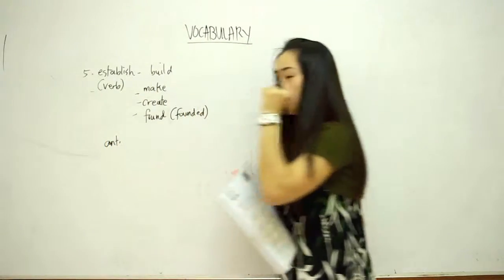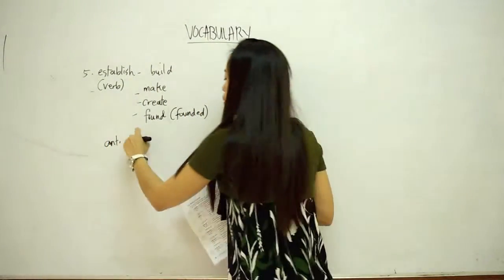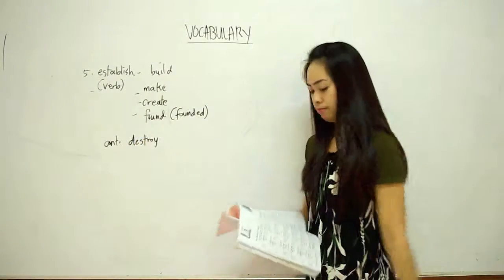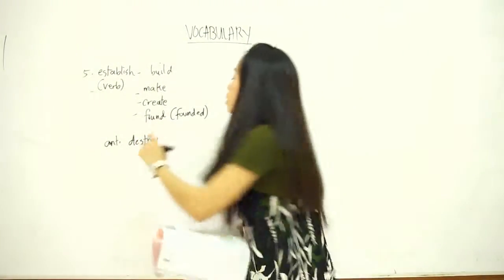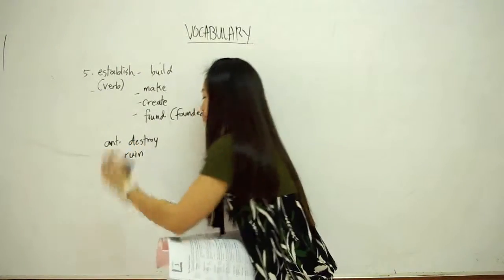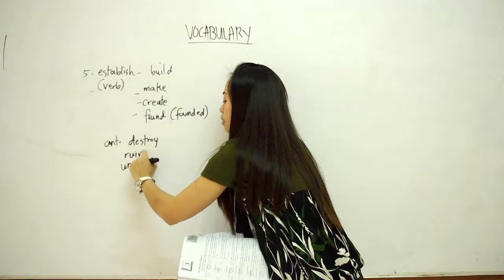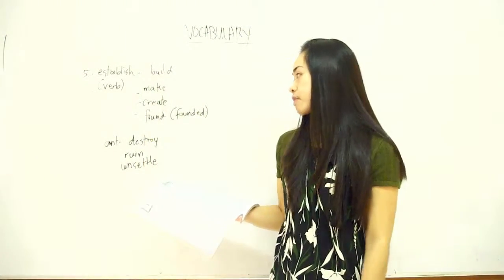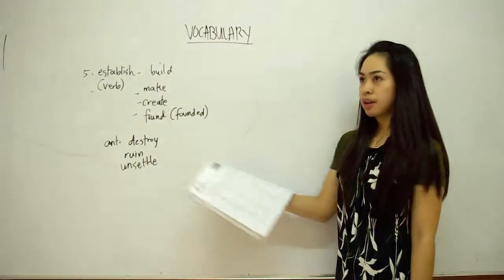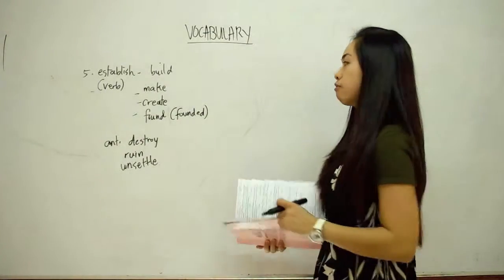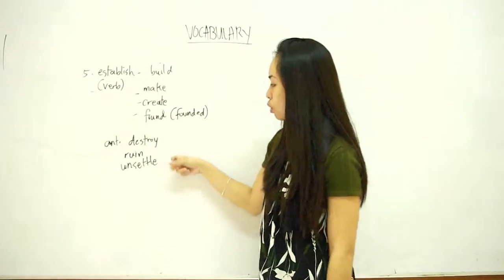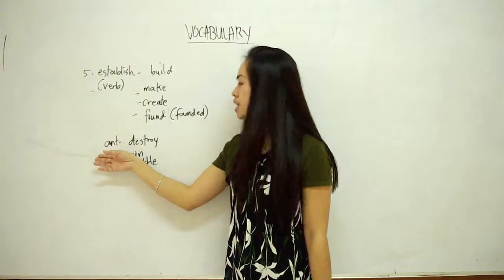The antonym for the word establish is very simple also. Once you build something, you also ought to destroy it. Right? Or you ruin it or unsettle something. So again, establish acts as a verb, and the meaning is build, make, create, found or founded. Destroy, ruin, unsettle is the antonym.